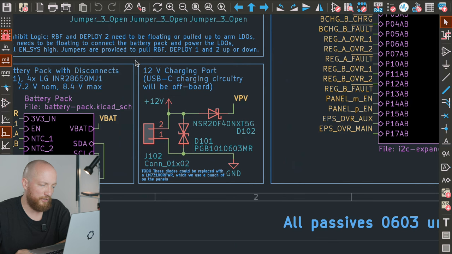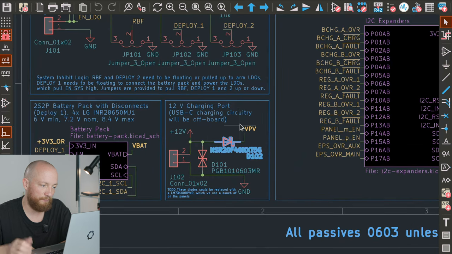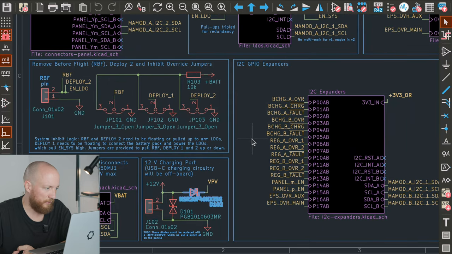Over here we have a charging port that is pretty much just straight connected to VPV, which is the solar cell power input net. My idea here is that we don't really need the USB-C charging circuitry on the EPS because we are not going to need this in space, so it's not on there. This is just a connector, a two-pin connector, where you can apply 12 volts from any source, basically. The only things I added here are a TVS diode, so that's a transient voltage suppression diode that protects the rest of the circuit from electrostatic discharge, and a Schottky diode to protect from reverse polarity. So I think this is it for this corner of the sheet.